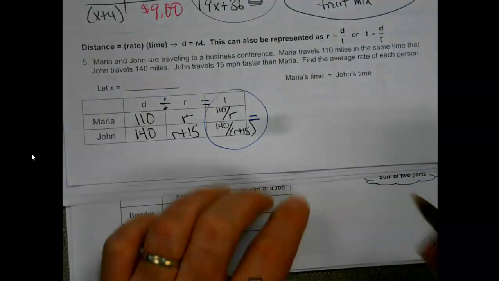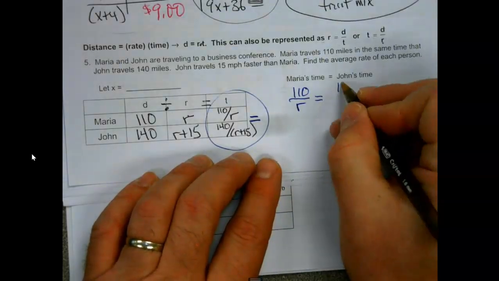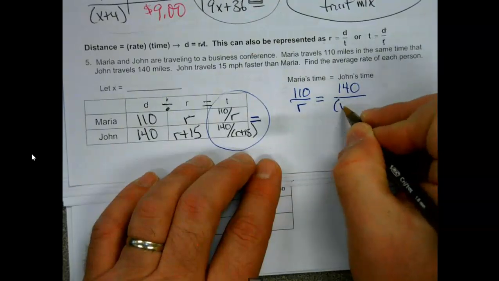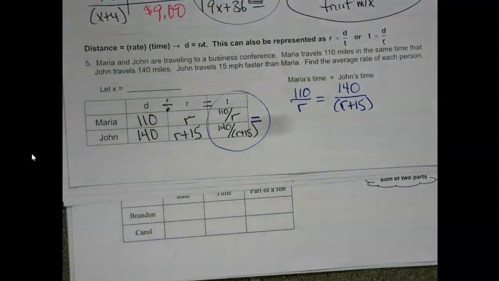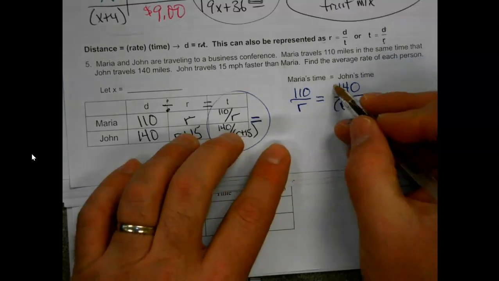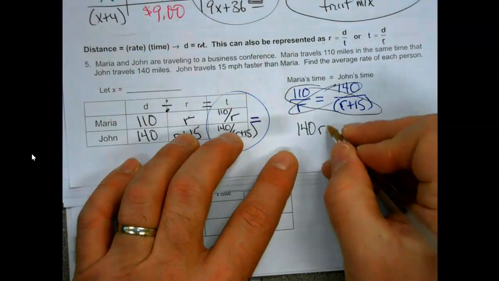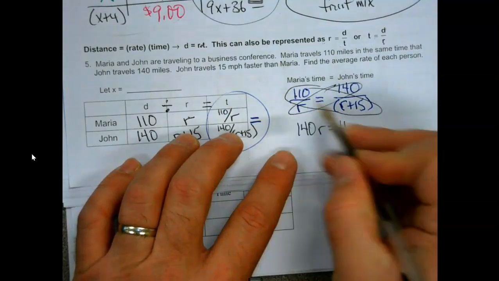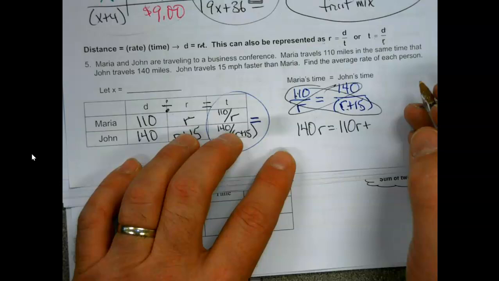So, 110 over R equals 140 over R plus 15. We have a proportion. Don't try to deal with something fancy here. Don't worry about some LCD or something like that. We're just going to cross multiply and work this through. Make sure you distribute that 110 to both of the terms.